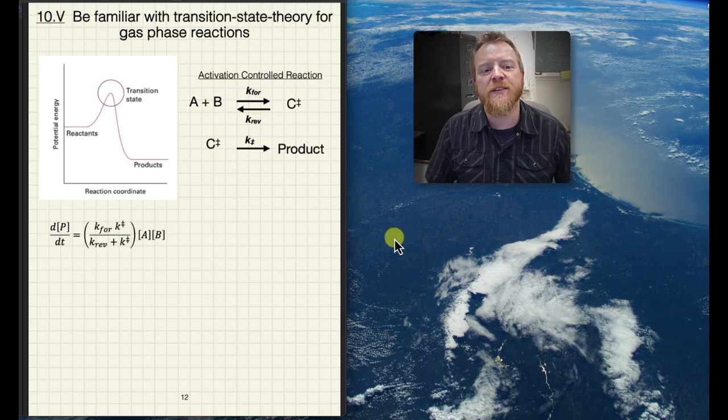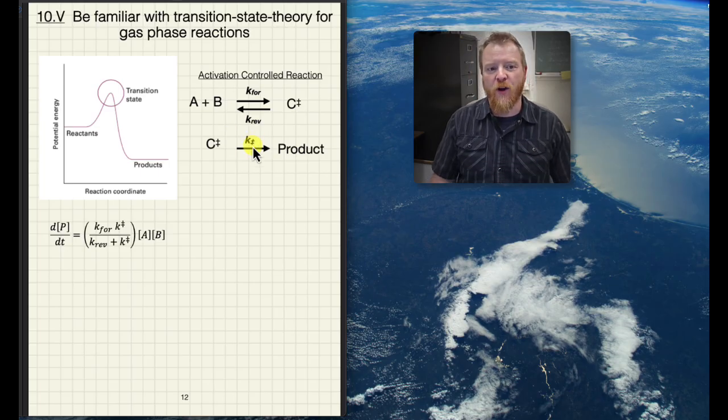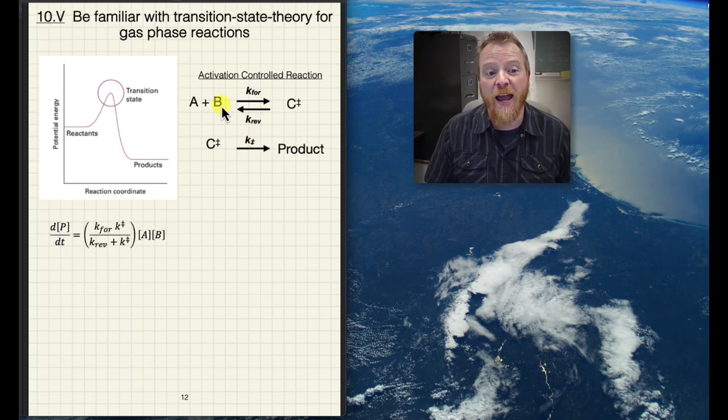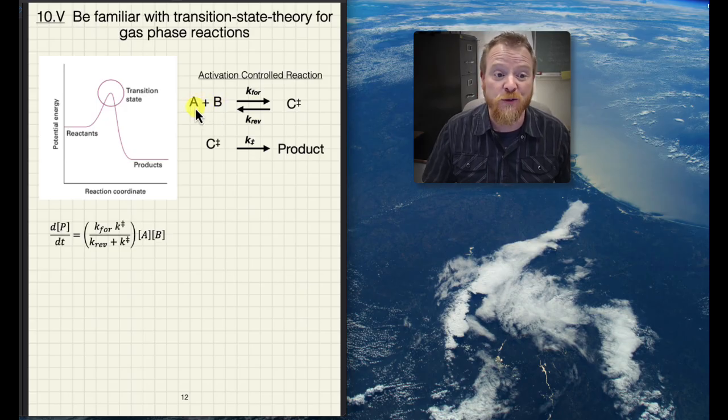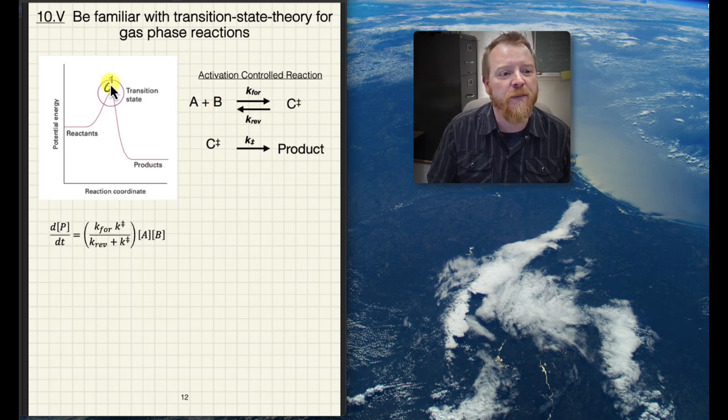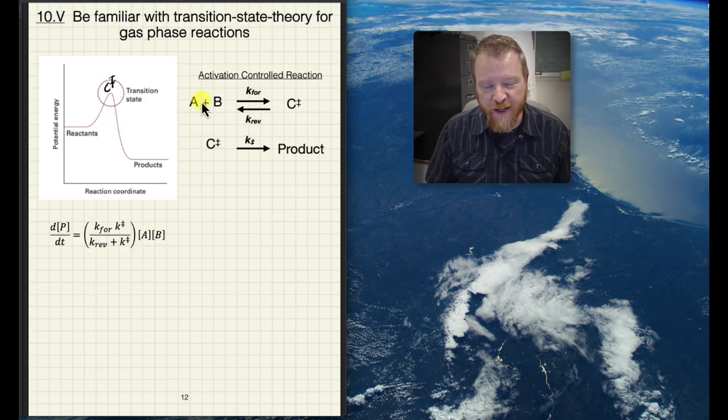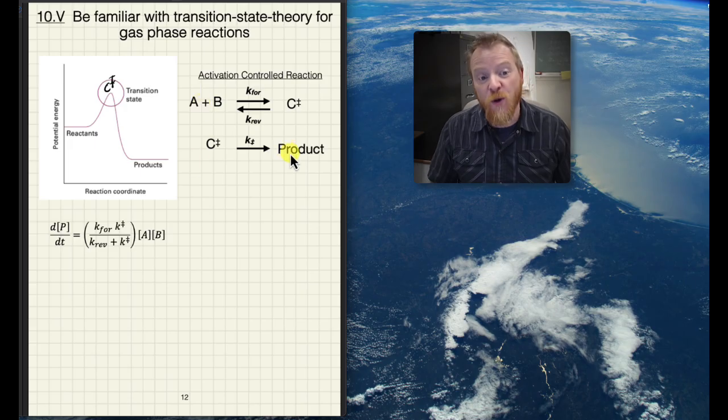So now we have the same mechanism that we described before, where we have an A plus a B, and they may diffuse to each other. They could diffuse to each other in the gas phase or in the solution phase. They form this unstable intermediate, or really I shouldn't even say unstable intermediate, right? They form a transition state. That transition state can fall apart back to reactants or can go forward to products.